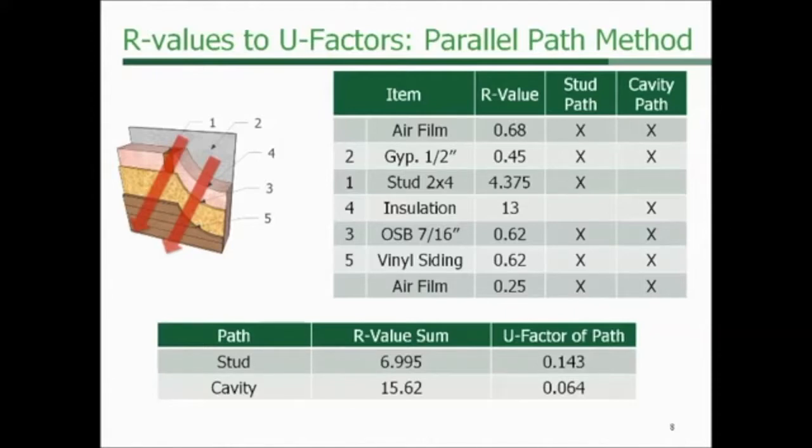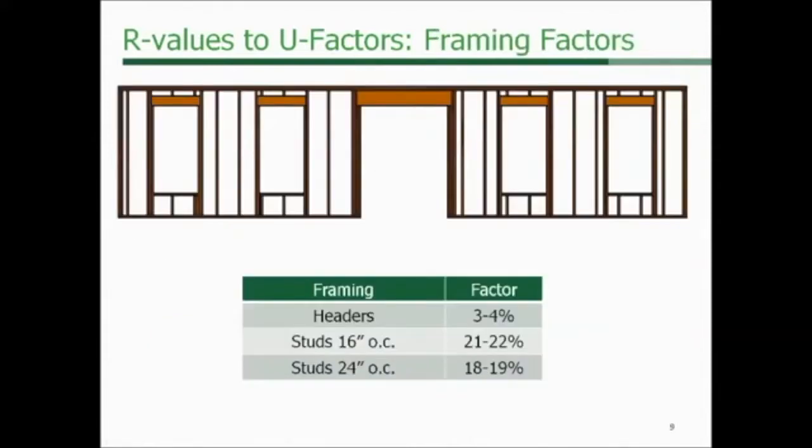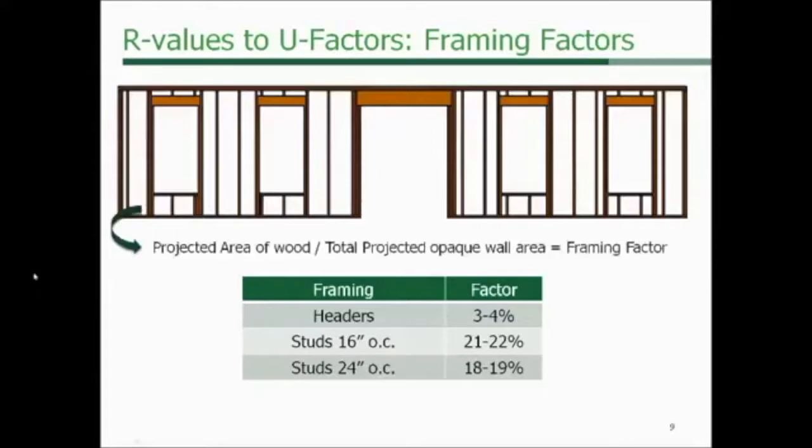And that gets into what's called the framing factor. Okay? So here we have a wall. The framing factor by definition is the projected area of wood divided by the total projected opaque area of the wall. So it's just the opaque area. So all these windows and things like that, they don't count in the denominator.